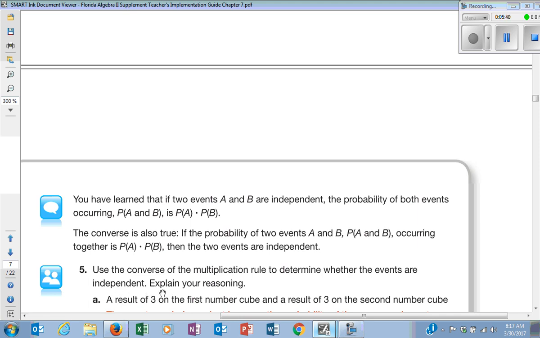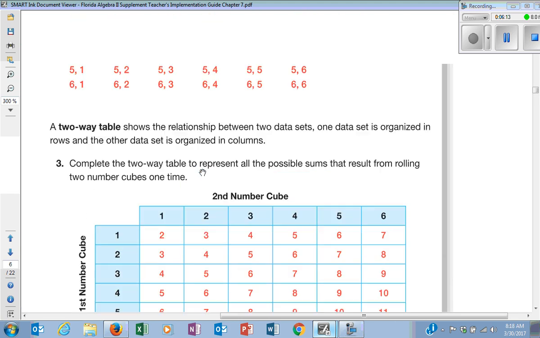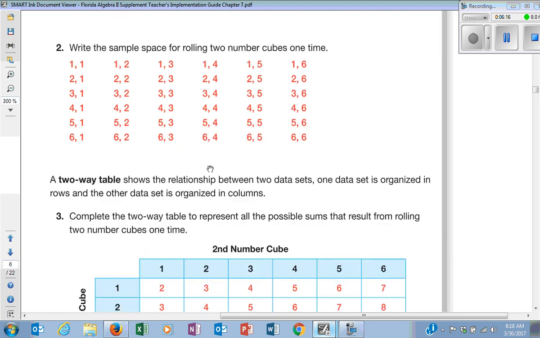So, use the converse to determine if these events are independent. A result of 3 on the first number cube and a result of 3 on the second number cube. The way we're going to do this is we're going to count in real life how many different ways that is possible. Then we're going to find the ways it's possible for event A, and for event B. We're going to multiply them, and make sure those two are the same number. Here's what I mean. How many different ways, if I go up here, is there of having a 3 and a 3 together?